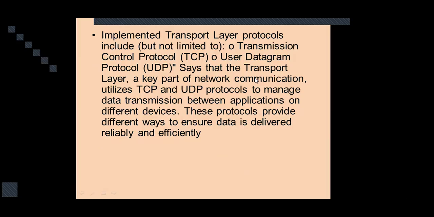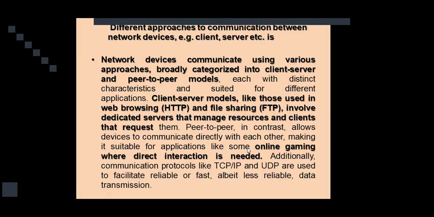The transport layer plays a key part in network communication, utilizing both the protocols TCP and UDP for data transmission between applications on different devices. These protocols provide different ways to ensure data is delivered reliably. Then we have network communication using various approaches, which include the client-server and peer-to-peer models. Each model has distinct characteristics and suits different applications. It depends upon the scenario or the problem which model is suitable for which sort of communication.